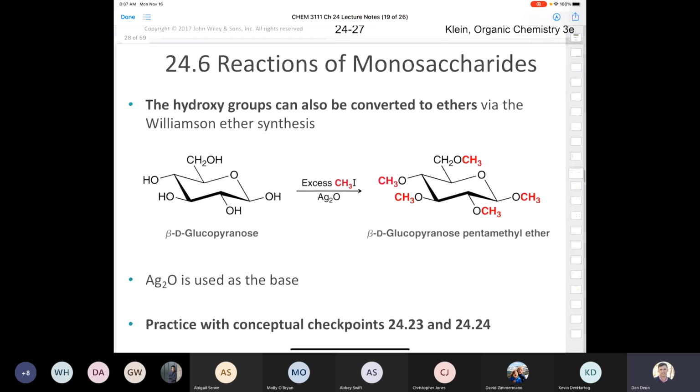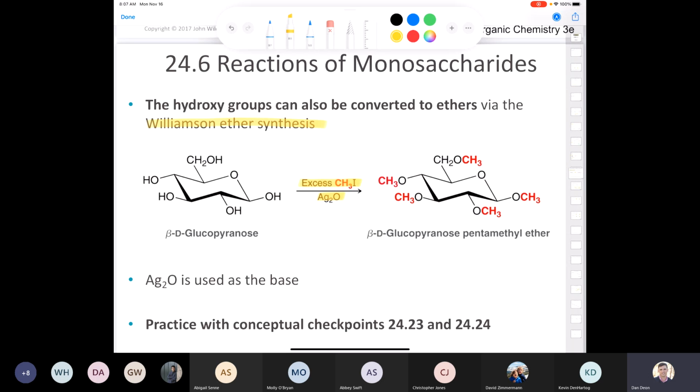All right, what else? We can convert those hydroxy groups into ethers via, hey, there's an old chestnut, the Williamson ether synthesis. You remember the Williamson ether synthesis? We take a hydroxyl, treat it with a base and then an alkyl halide, do an SN2, and form an ether. So if we start with beta D glucopyranose, and we treat that with excess iodomethane, using silver oxide as our base, we end up forming the pentamethyl ether. We basically convert all of those hydroxyls into ethers.